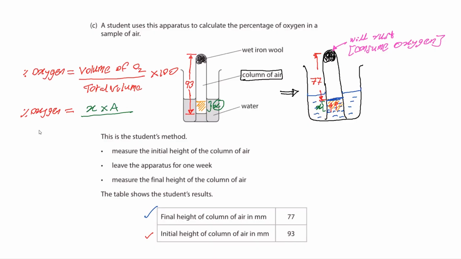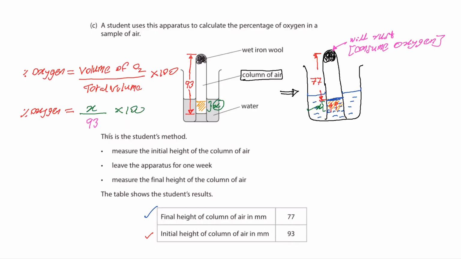93 is the height, times cross section. What is the cross section? Again, it's a. So this a and a will cancel out. Therefore you don't need to use the volumes. You can simply use the height of the column. So height of the oxygen column is x, height of the total column is 93, the total air column, into 100. When I do this calculation, I will get the value of percentage of oxygen.